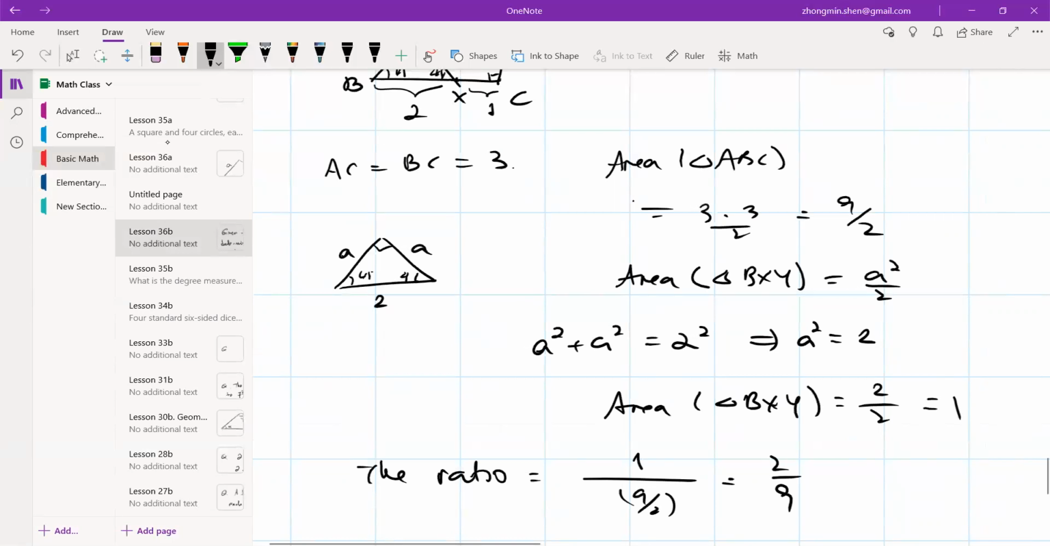Okay. So you calculate the area. Now, yeah, you calculate the area for each of the triangles.